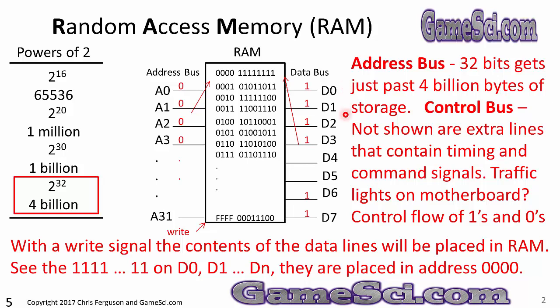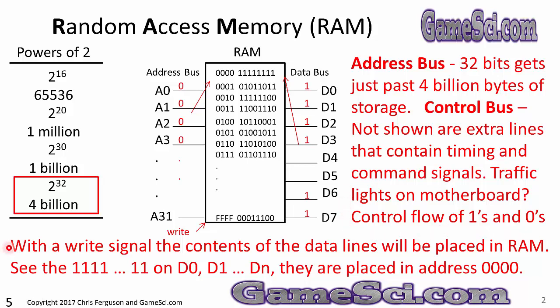Also remember, there's a thing called the control bus. Not shown, the control bus. It's not shown, but they are extra lines that contain timing and command signals. Are they the traffic lights on the motherboard? Yeah, I would say so. The timing signals are the traffic lights that determine when the ones and zeros can go or stop. They control the flows of ones and zeros.